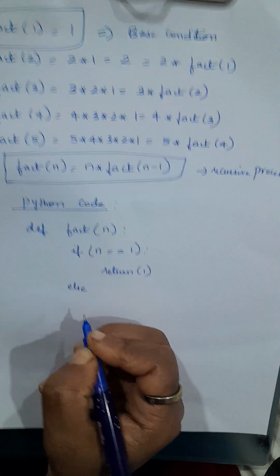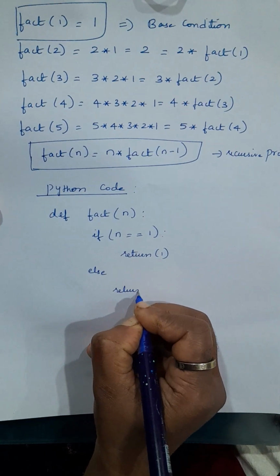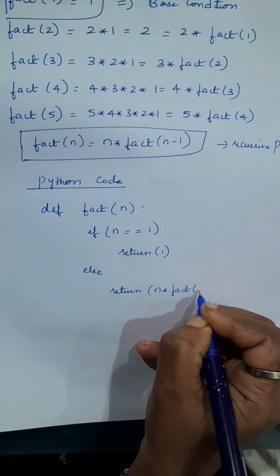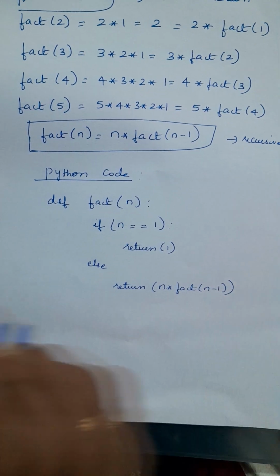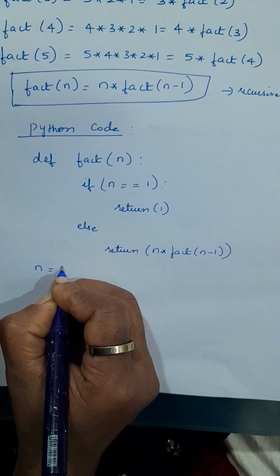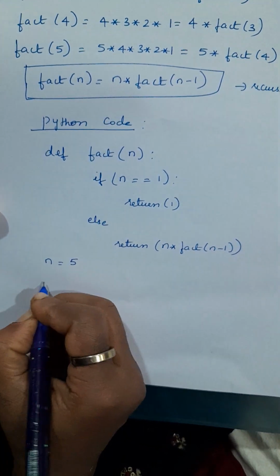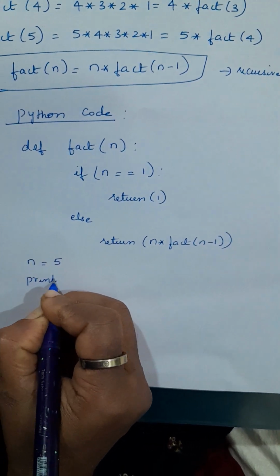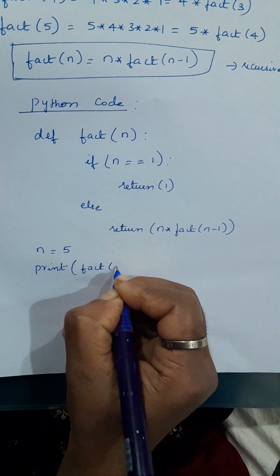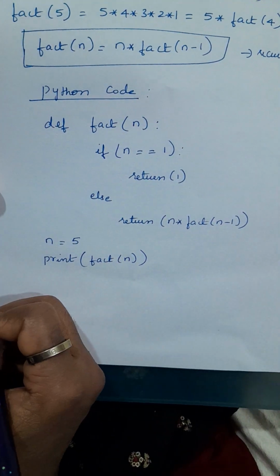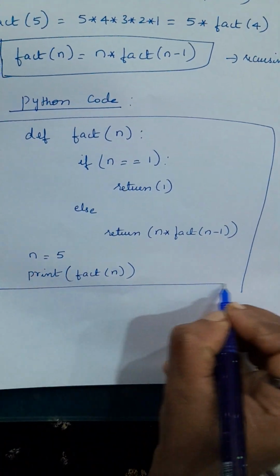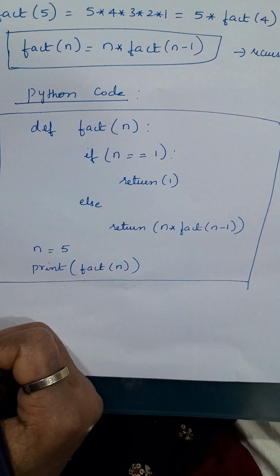Else, what do I return? Return n into fact of n minus 1. Correct? Now what is the main function? Now I'll pass a static value, n is equal to 5. Now I have to make a function called print of fact of n. Now I pass the value of n. That's it. So this is the entire program to find out the factorial of a given number.